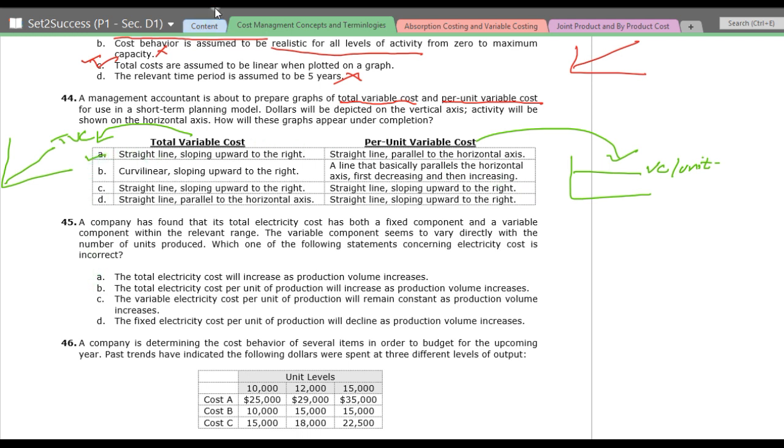Next, a company has found that its total electricity cost has both a fixed component and a variable component. So if the cost has some fixed component and a variable component, that is the example of mixed cost, or semi-variable cost.